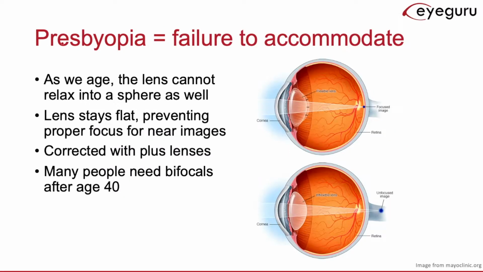Unfortunately, as we age, our lens becomes more stiff and less flexible, and it cannot relax or round out to a sphere as well. Instead, the lens stays flat, and this prevents the proper focus for near objects. This condition is called presbyopia, and this is similar to hyperopia or farsightedness in that light rays focus behind the retina. Fortunately, presbyopia is easily corrected with plus-powered lenses or convex lenses, and most people will eventually need bifocals as they age, with some as early as age 40.